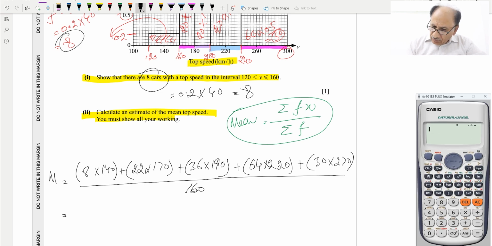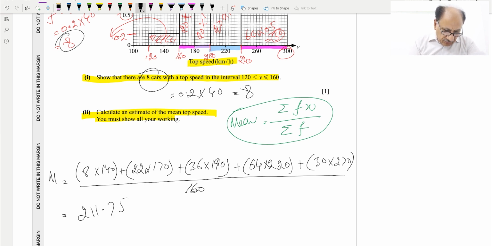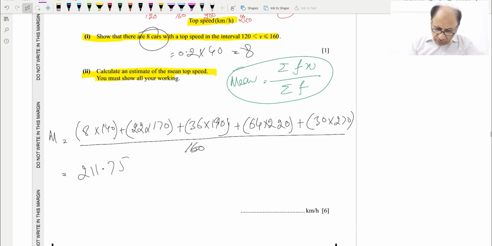This will be 8 multiplied by 140 plus 22 multiplied by 170, and plus 36 multiplied by 190, and plus 64 multiplied by 220, and plus 30 multiplied by 270 and divided by 160, and this is giving us the value 211.75, and this is the answer, which is for 6 marks.